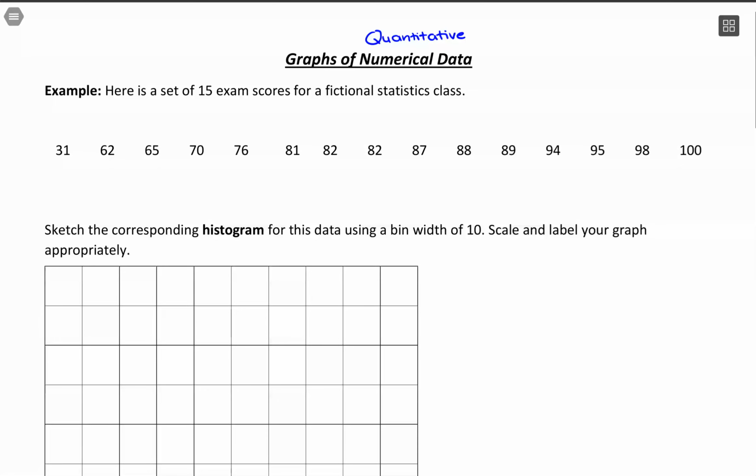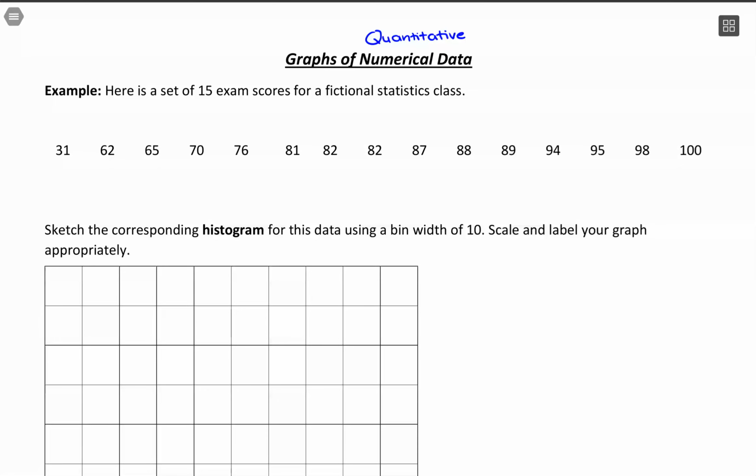So for example, here, this would be numerical data. So we're going to look at these 15 exam scores from a fictional statistics class. And the idea is that this is data. We have these individual scores from each student in that class. And in this case, it's numerical because it's numbers. You might see data in words sometimes. That would be called categorical data, but we're going to focus on what we can do with numerical data.